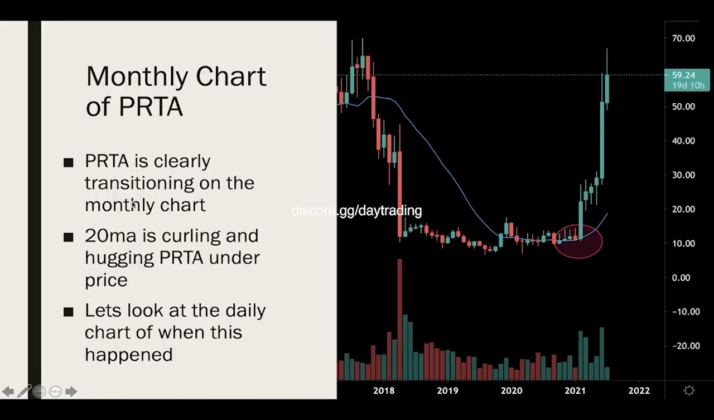This is a really good example where PRTA, we could see that the 20-day moving average is starting to curl under price, right? Starting to curl under and point higher. And we could see that this is clearly a price transition. And this is the monthly chart. So each one of these candlesticks represents a month, and that's where we had the big breakout as soon as it started curling under price like that.